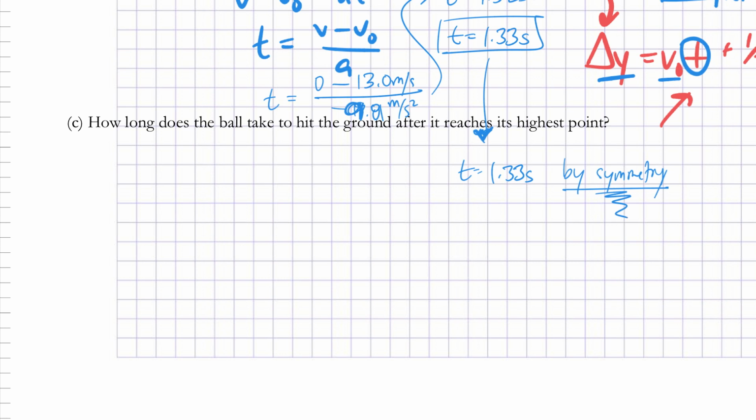Now I want you to be careful if you use symmetry. Remember that means it has to be the same distance up as down, right? Because if it was asking how long it takes to hit the ground, and the ground were lower or something interesting like that, then you can't really do that.